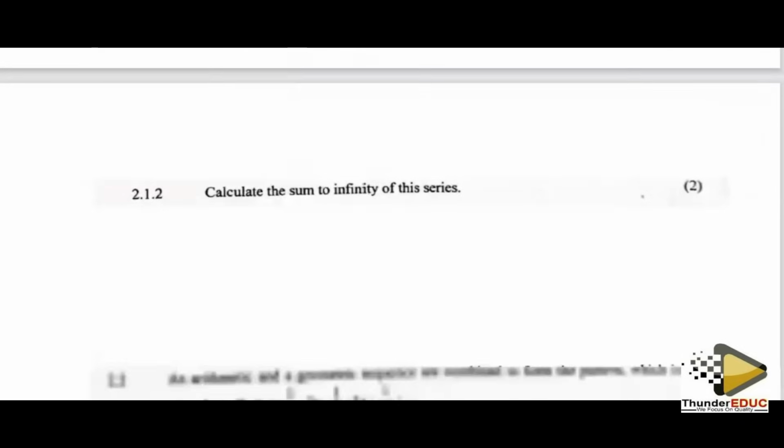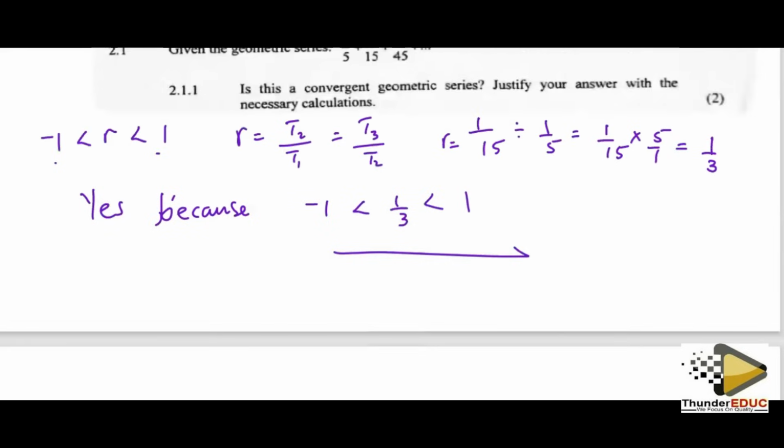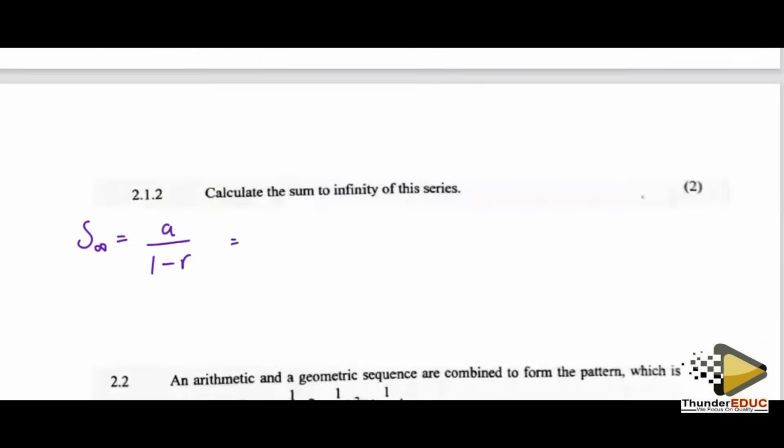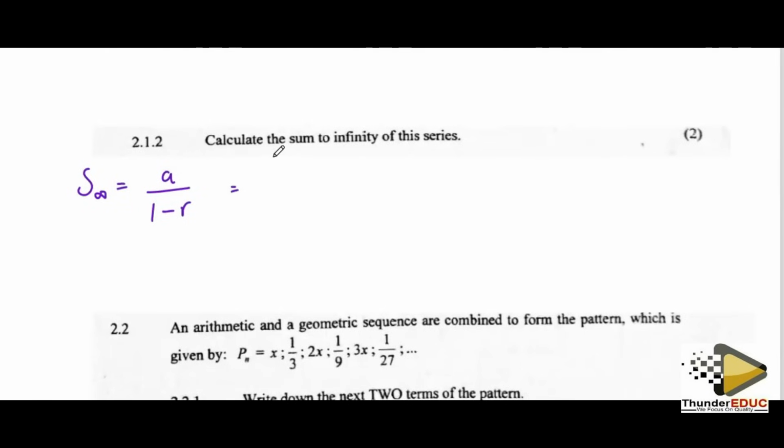Then 2.1.2. They want us to get the sum to infinity. We know that sum to infinity is given as a over 1 minus r. Our first term was 1/5, if I'm not mistaken. Yes, 1/5. Okay, just substitute. So 1/5 over 1 minus our common ratio, we got it as 1/3. So that's going to be 1/5 over 1 minus 1/3. That's going to be 2/3.